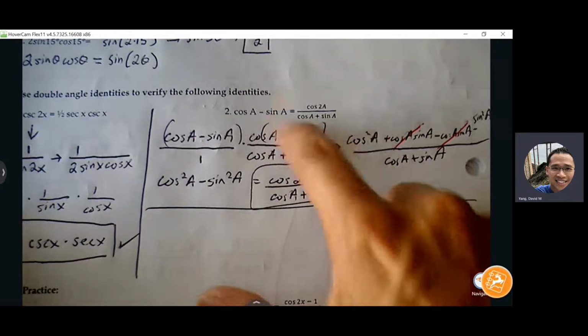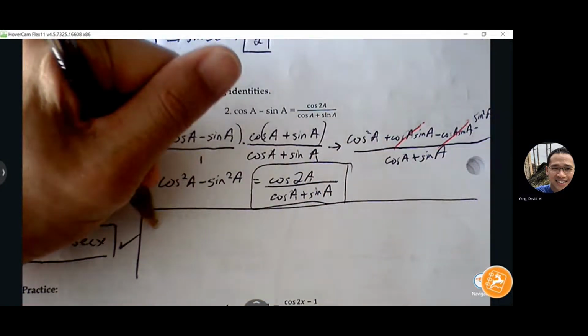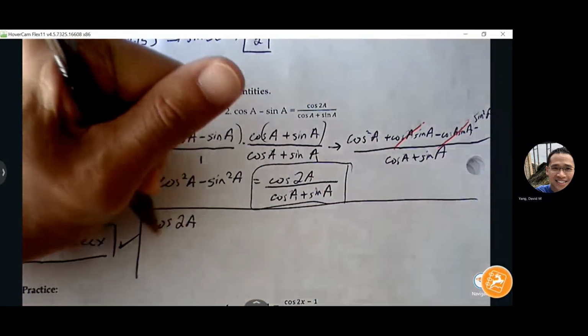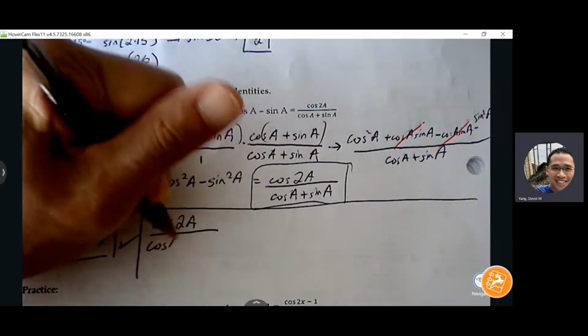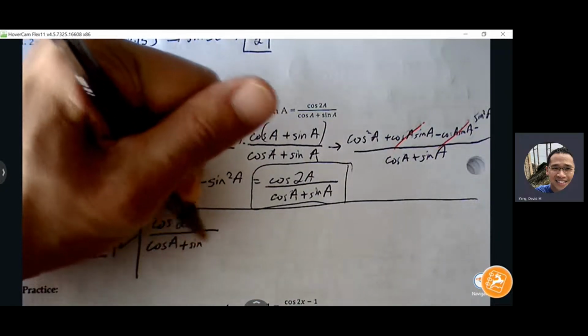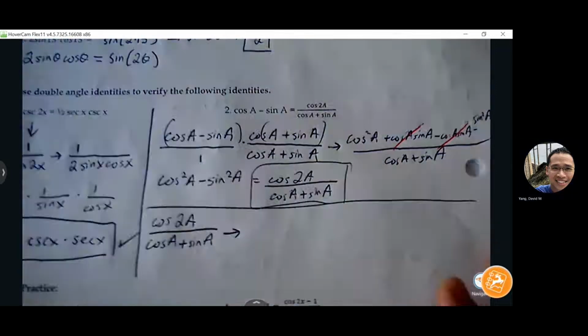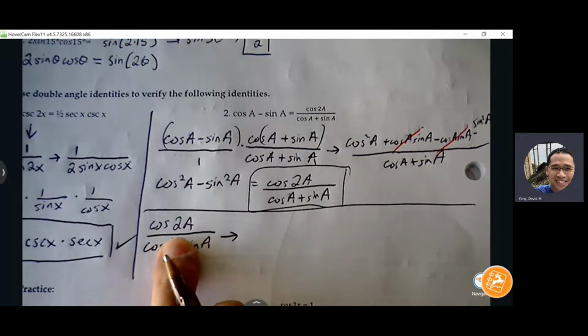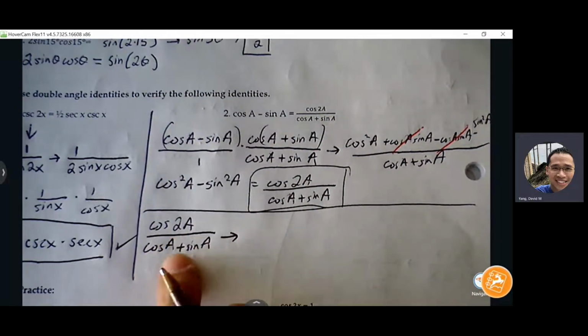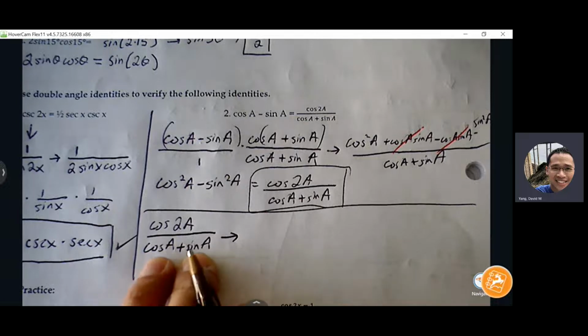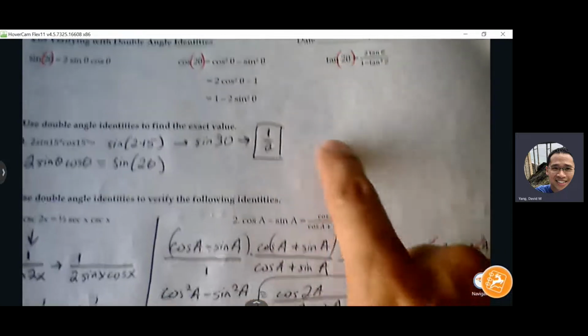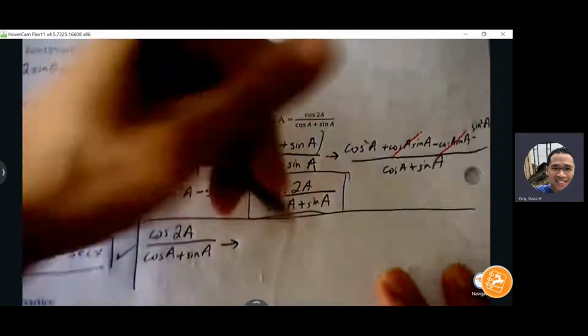Let me show you how we can get from the right side to the left side. I just want to give you as many tools as possible. So cosine 2A looks like I want to try to work in cosine and sine. So I'm going to choose the top one here, cosine squared minus sine squared.